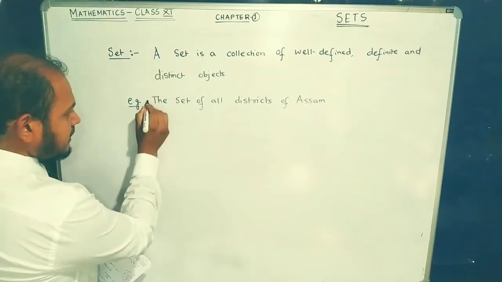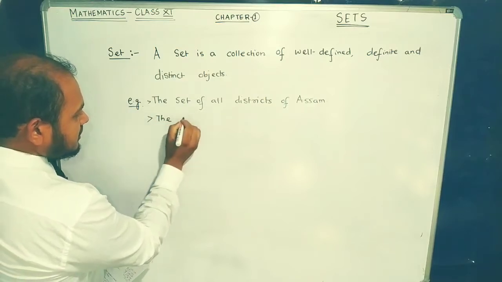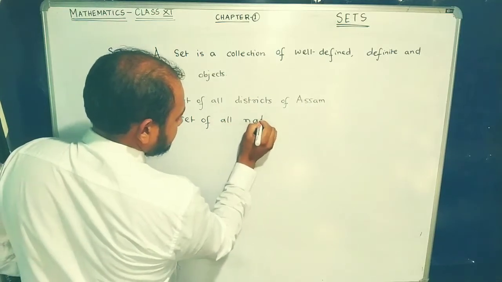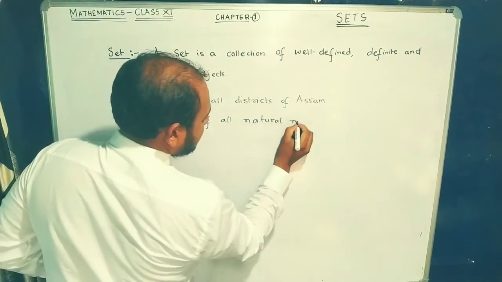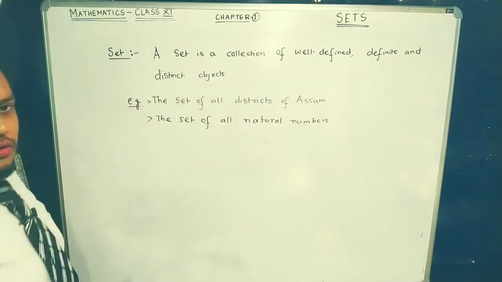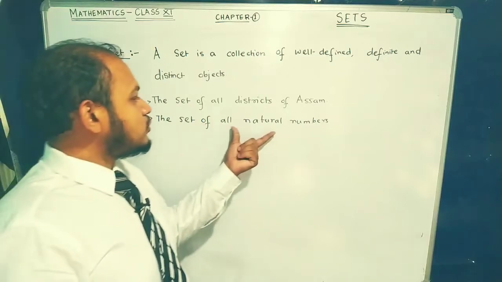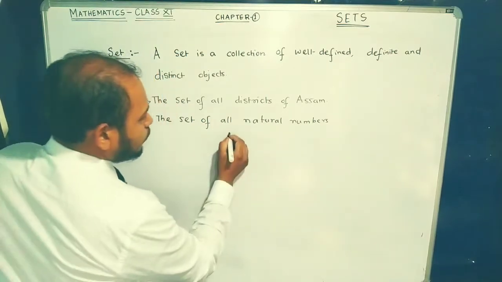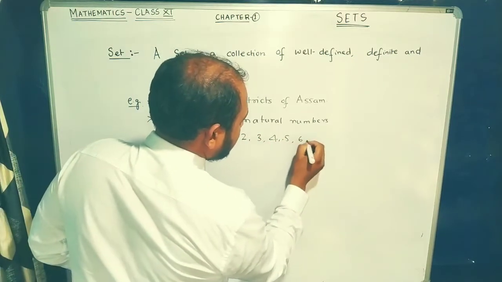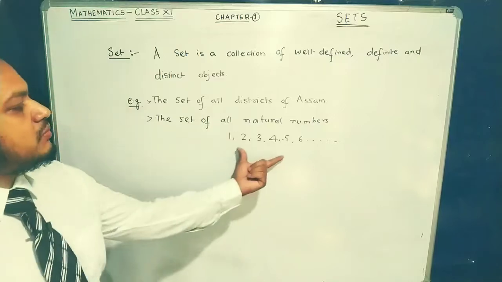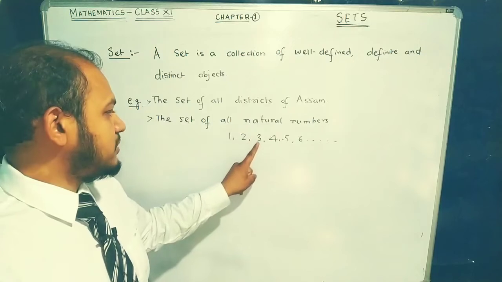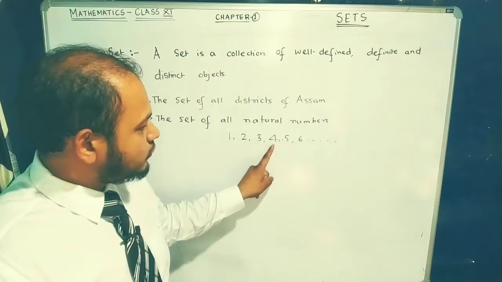I can give another example. This is also a set: the set of all natural numbers. Is this a set or not? Yes. Why? Because we know all natural numbers: 1, 2, 3, 4, 5, 6 and so on. All the natural numbers are known and they are different from each other. See, 1 is not the same as 2, 2 is not the same as 3, 3 is not the same as 4 and so on.